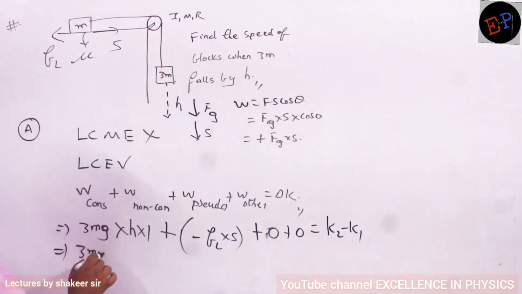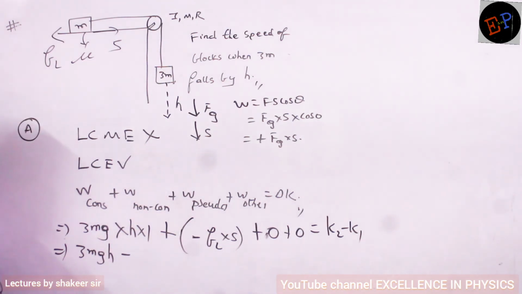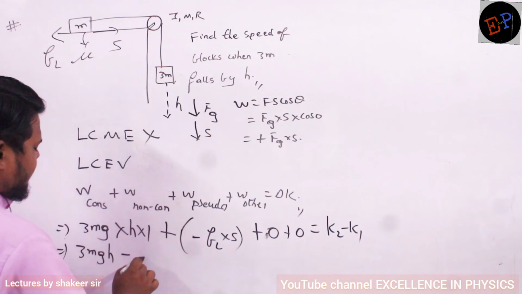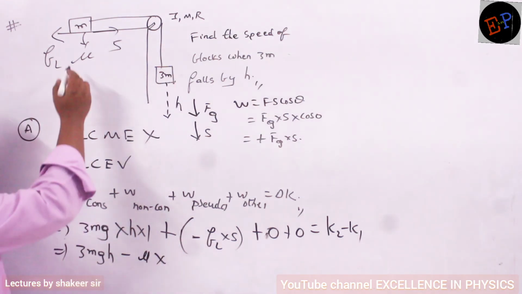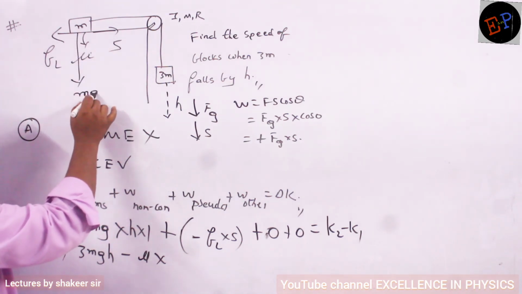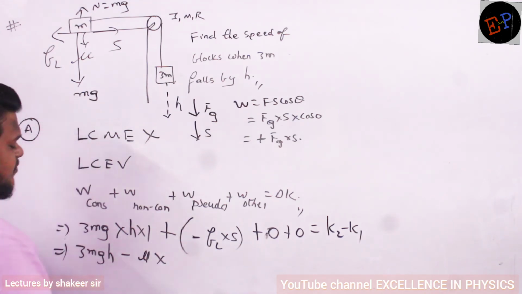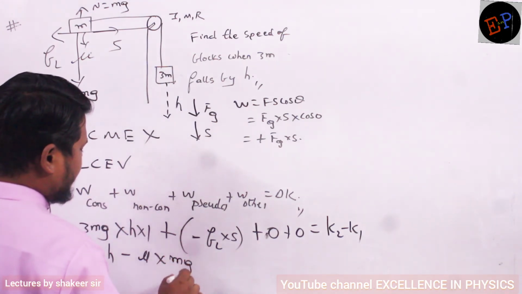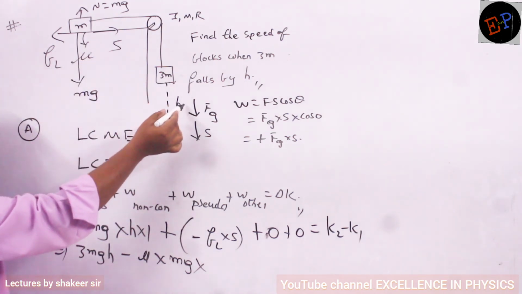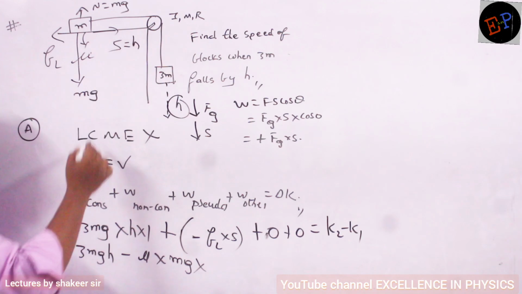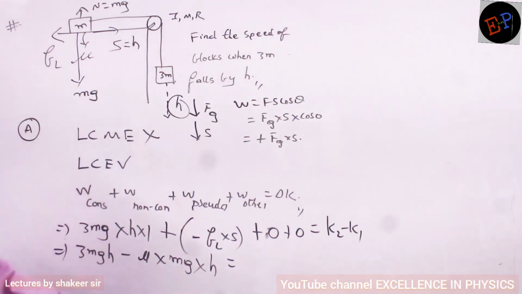So therefore 3 mg into h minus Fl. Limiting friction formula? Mu s into N. So mu into N. N means what? Normal reaction. What is the weight of this body? mg. Normal reaction will be how much? N is also equal to mg. Clear now? So mu s into mg multiplied by, what is the displacement of this m? When this falls by h, this also moves by h only, no? Clear? So that is equal to the final kinetic energy.